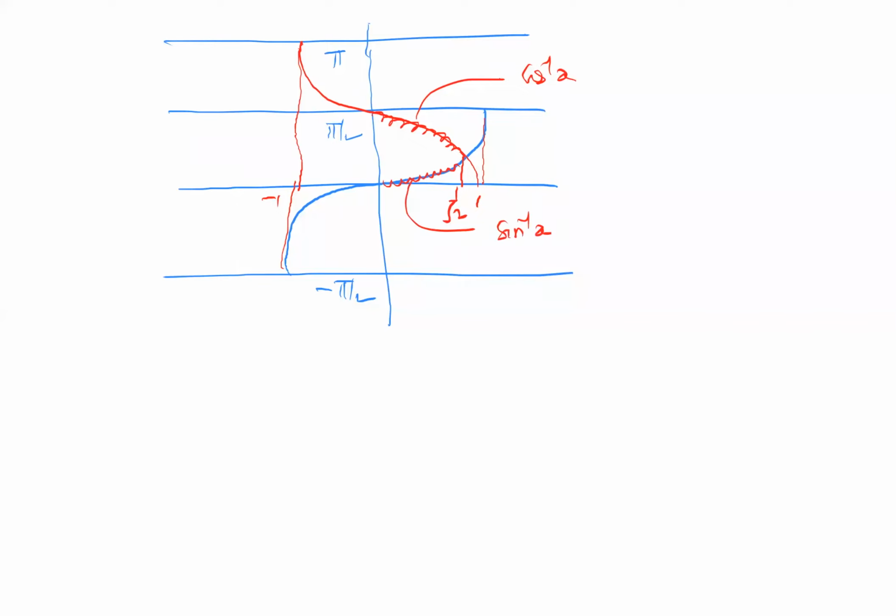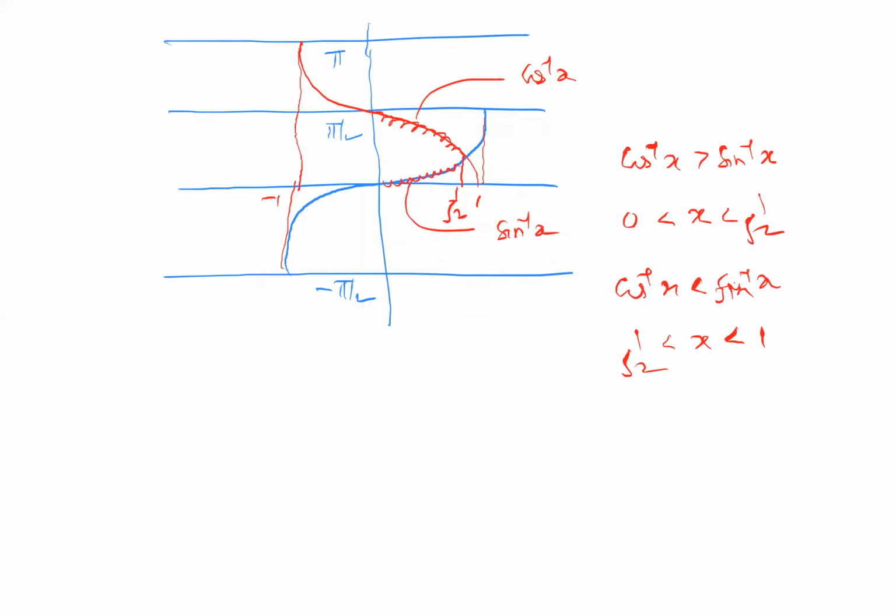I think you all have understood now. So cos inverse x is greater than sin inverse x whenever x belongs to 0 to 1 by root 2, and cos inverse x is less than sin inverse x whenever x lies between 1 by root 2 and 1. Okay, any doubt?